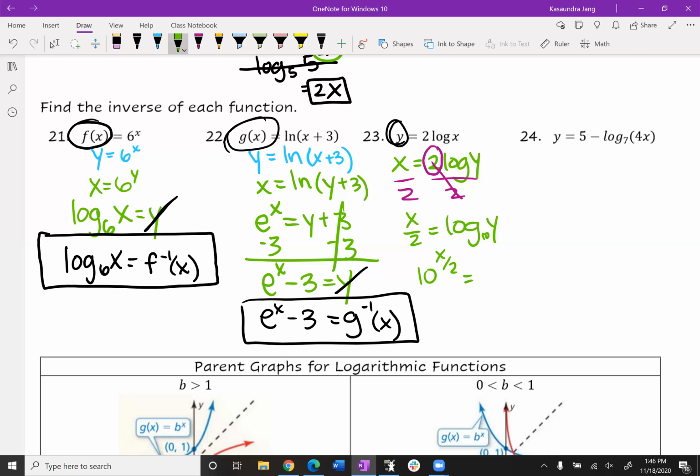In fact, on 22, I had to get rid of the +3 on my y. I don't have anything else going on with the y. The y is by itself. Awesome. So I'm just going to change the notation. This one started out as a y, so I'm going to do y inverse there for this 10 to the x over 2. Again, this is not an exponent. It's a notation for an inverse function. This is my y inverse.